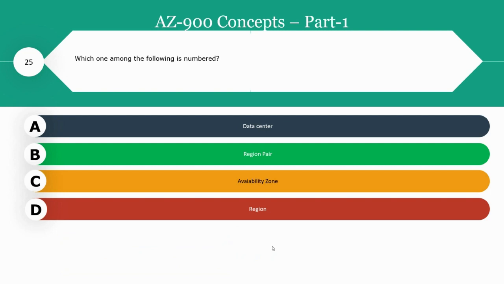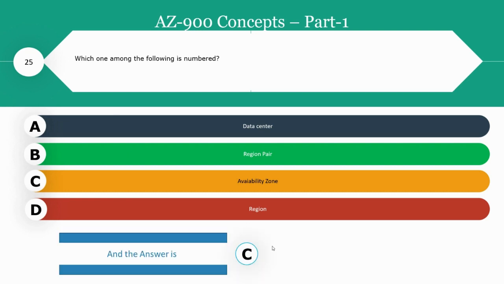Which among the following is numbered? Option A, data center; option B, region pair; option C, availability zone; option D, region. The right answer is C. Availability zones are all numbered as 1, 2, 3. Previously, regions had a minimum of 2 availability zones. However, moving forward, new regions will have a minimum of 3 availability zones wherever possible.